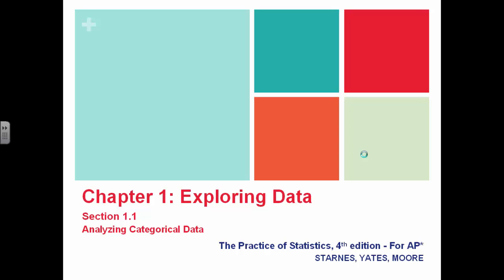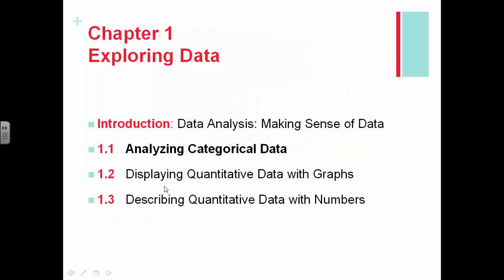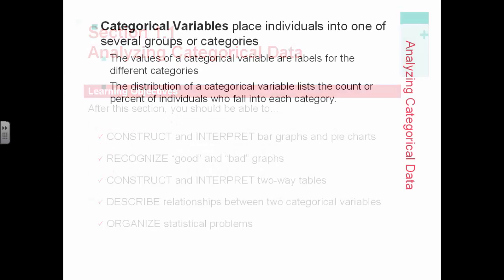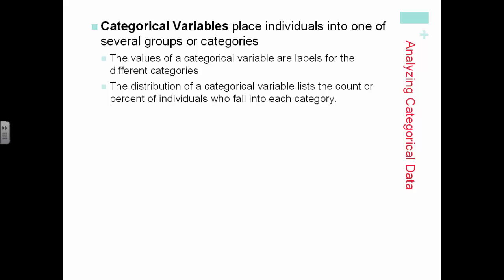Here's our lesson on section 1.1, exploring data. Today's lesson will be on analyzing categorical data. We'll look at categorical variables, which place individuals into one of several groups or categories. The values of a categorical variable are labels for the different categories. The distribution of a categorical variable lists the count or percent of individuals who fall into each category.